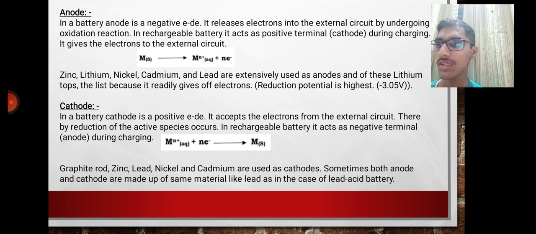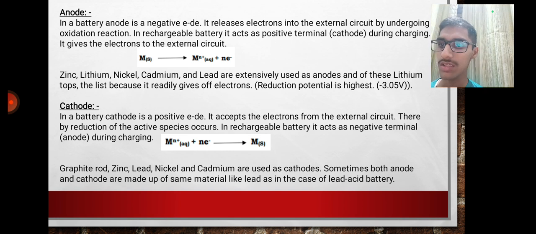Cathode. In a battery, cathode is a positive electrode. It accepts the electrons from the external circuit, thereby reduction of the active species occurs. In a rechargeable battery, it acts as the negative terminal, that is anode, during charging. The reaction is: metal ion accepts electrons and forms metal atoms.